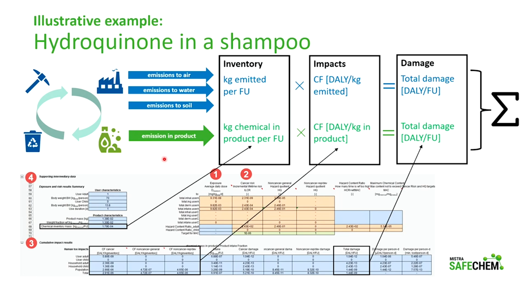Now for the product or use stage, we actually consider the whole product basically as an emission. So we have the emission given as a kilogram of chemical in product per functional unit. And the characterization factor now also has a slightly different unit, which is DALY per kilogram in product. But if you combine these two, you actually end up with the total damage again in DALY per functional unit, which allows you to then accumulate or sum up all the different impacts across all the life stages and get an integrated result.